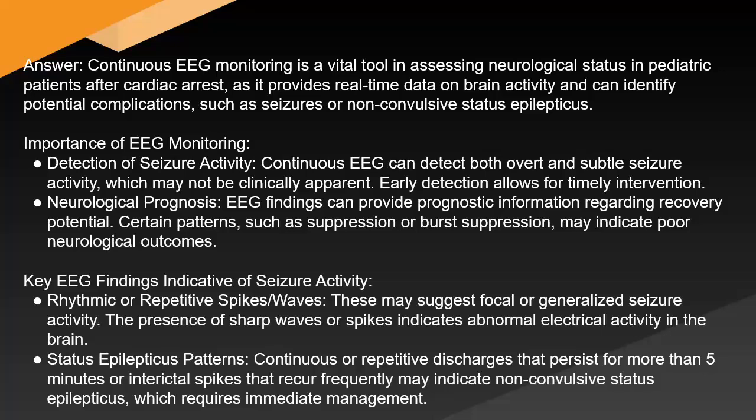Key EEG findings indicative of seizure activity: rhythmic or repetitive spikes or waves. These may suggest focal or generalized seizure activity. The presence of sharp waves or spikes indicates abnormal electrical activity in the brain. Status epilepticus patterns: continuous or repetitive discharges that persist for more than 5 minutes, or interictal spikes that recur frequently, may indicate non-convulsive status epilepticus, which requires immediate management.